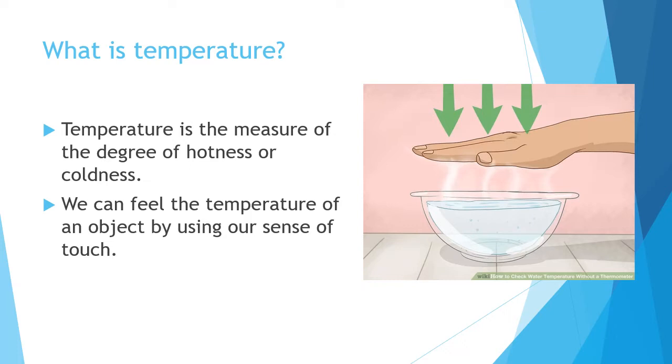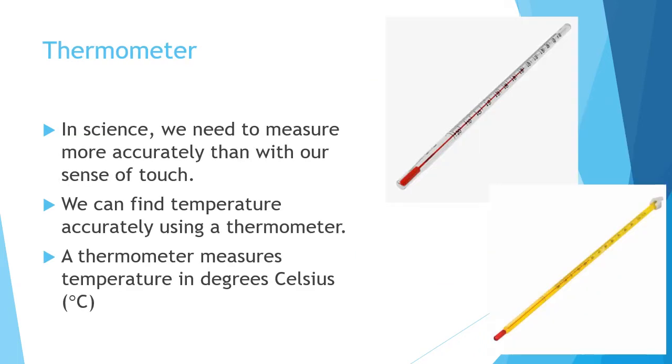Iatah temperature tu namanya. So we can feel the temperature of an object by using our sense of touch. So you can see over there ada a person. They put their hand on top of some hot water and then the steam tekan the hand. So the hand will feel how hot the steam is.